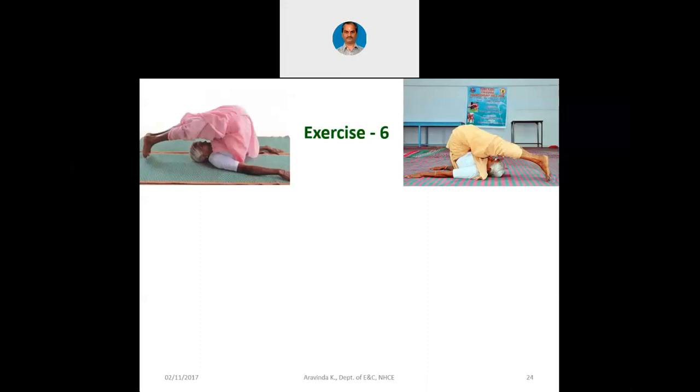Her name was Nanammal. Now you can see she is practicing one particular exercise called Halasana. At the age of 98 and 99, you can imagine how fit she was till her death. Now that is the power of yogic exercises. Yogic exercises will keep your body flexible. Easeful body and peaceful mind will be useful.